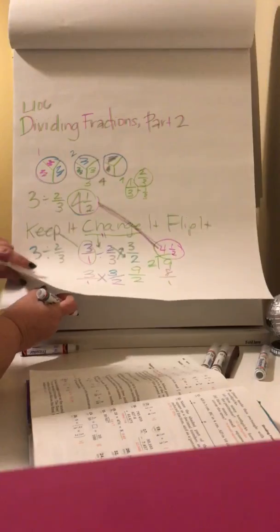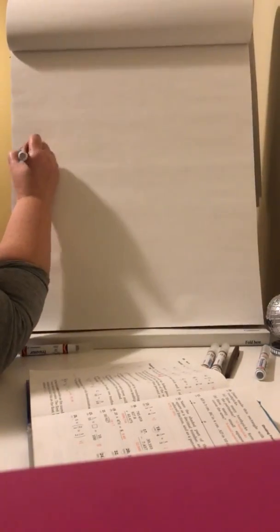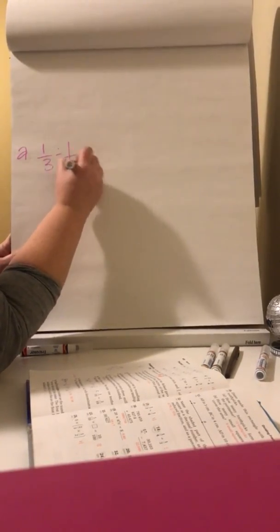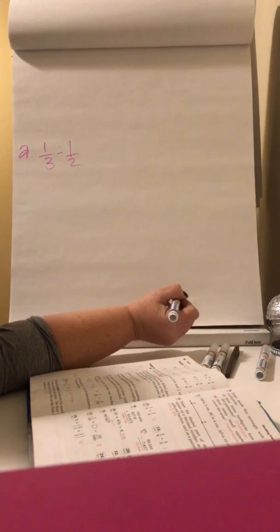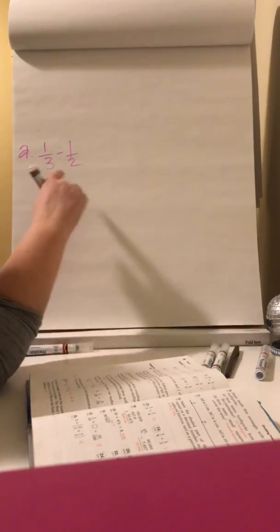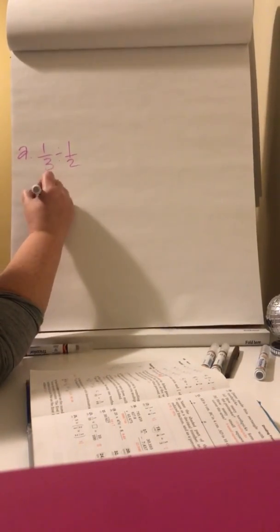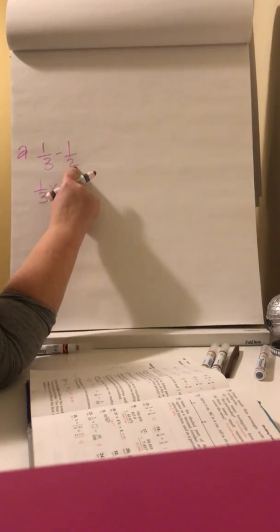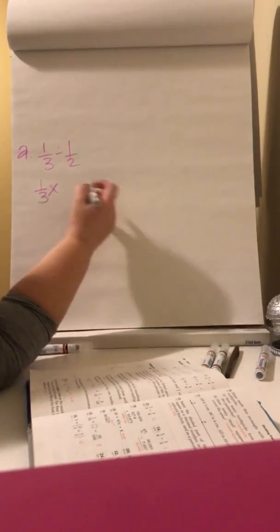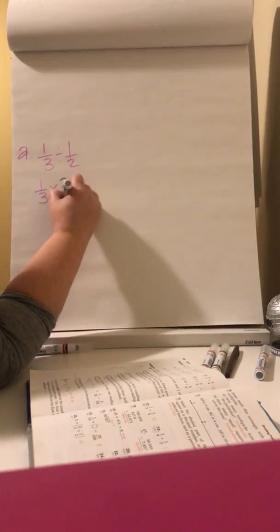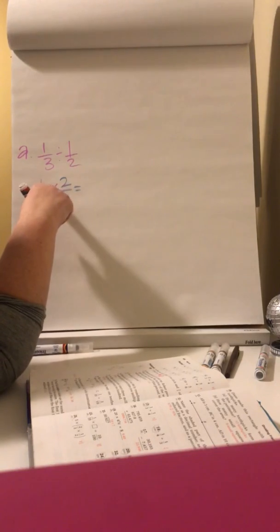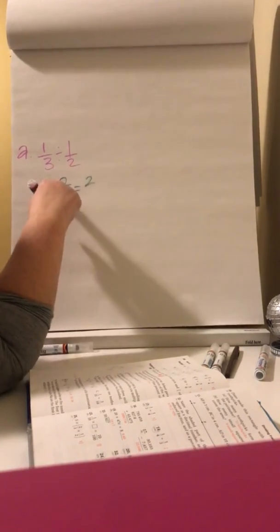So let's take a look at A. 1/3 divided by 1/2. So A, 1/3 divided by 1/2. And do you remember the jingle? Keep it, change it, flip it. Keep 1/3. Change our division to the opposite, which is multiplication, and flip it, or get the reciprocal of 1/2, which would be 2 over 1. And now we just do a basic multiplication of fractions. 1 times 2 is 2. 3 times 1 is 3.